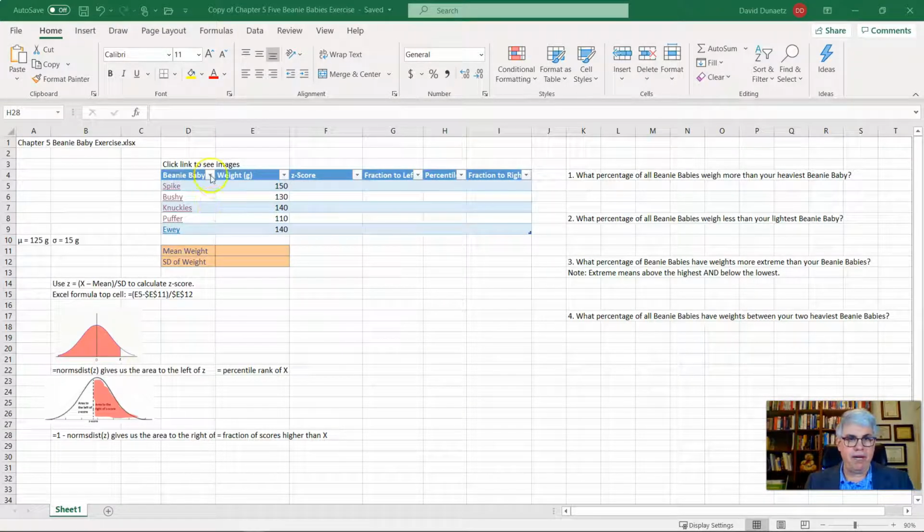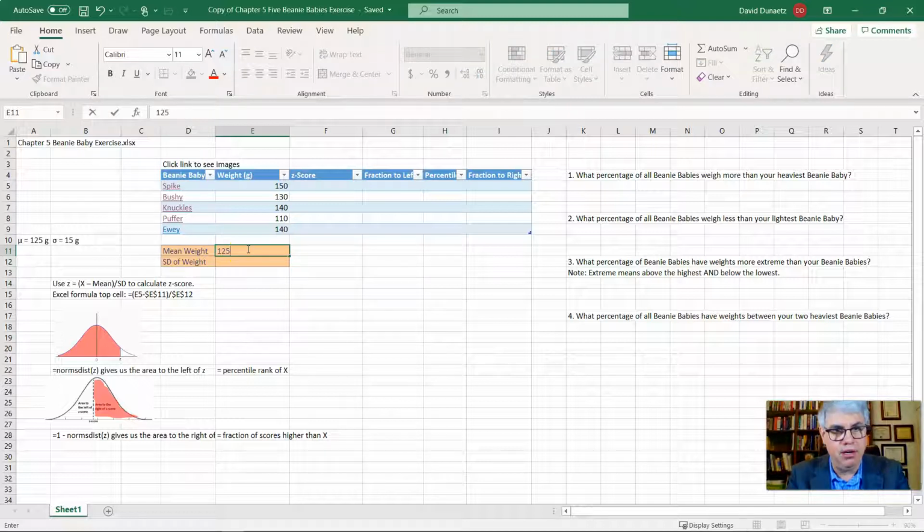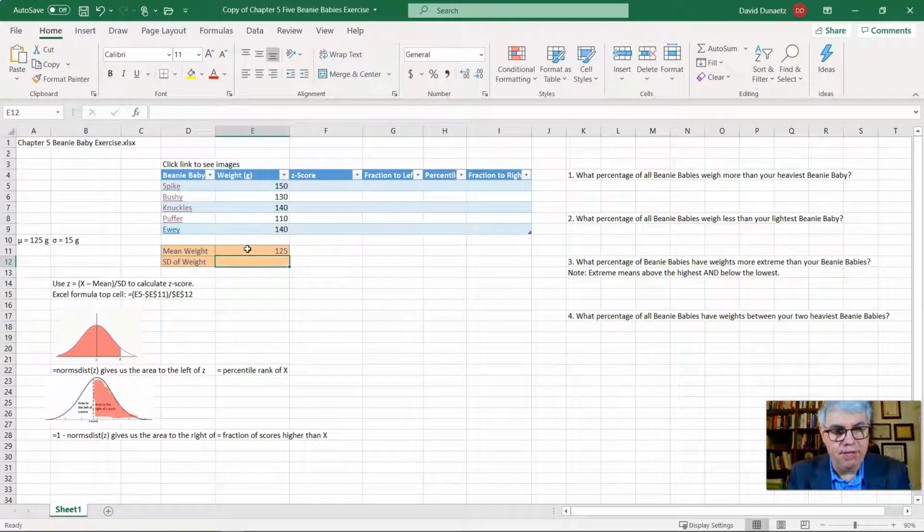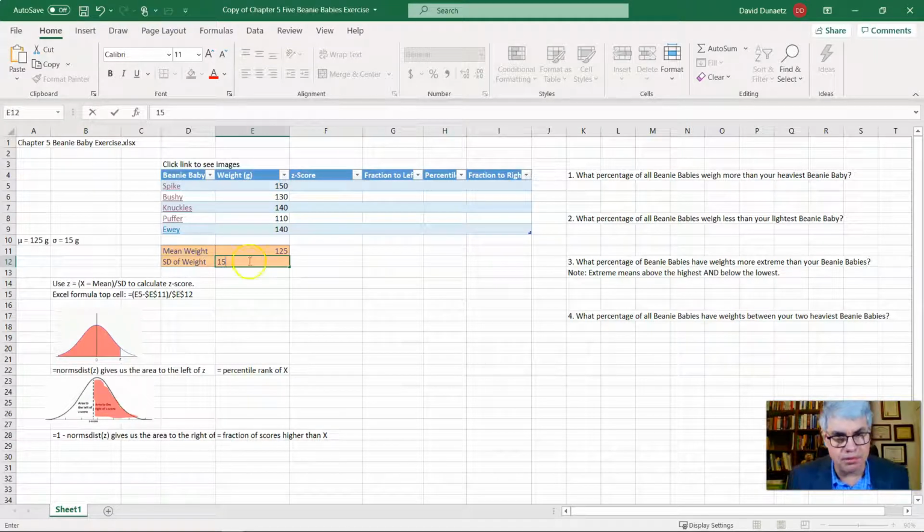So here we've got just the raw data in grams. Now, we said we need to calculate the z-scores because we'll start off with this question, what percentage of all Beanie Babies weigh more than your heaviest Beanie Baby? So let's calculate the z-scores, and to do so, we're not going to do it from the mean and the standard deviation of our sample. We need to do it from the population, which we have over here. So let's put the data in here. The mean weight is 125 grams, and the standard deviation is 15. So that means most Beanie Babies weigh 125 grams plus or minus 15 grams.